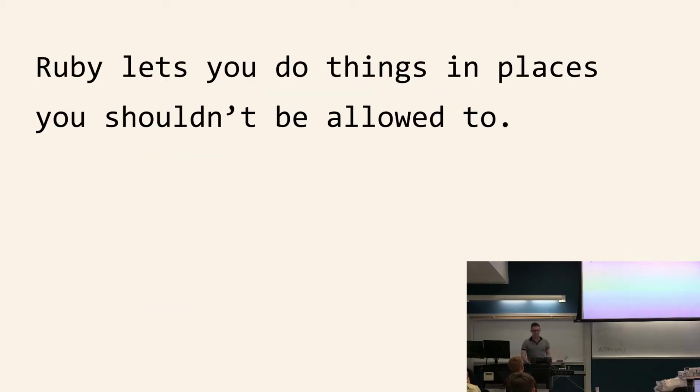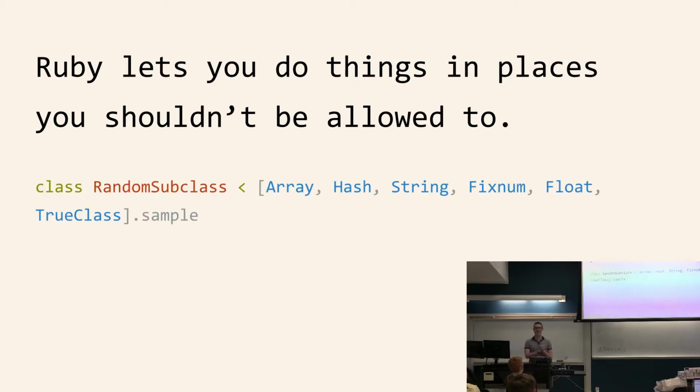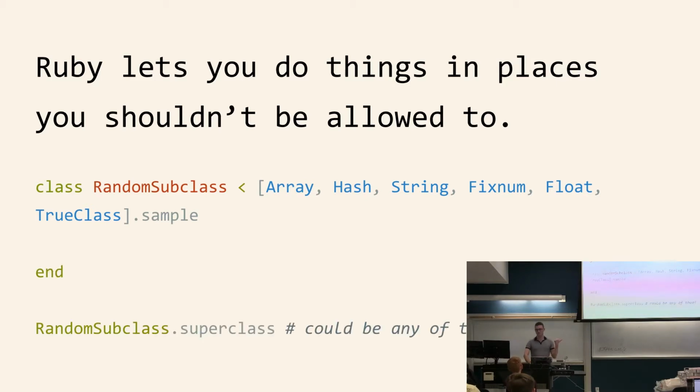And then Ruby. Ruby lets you do things in places you should not be allowed to do things. So we're going to make a subclass. And this subclass is a subclass of any of these classes randomly picked. It picks one of them, and that's the subclass of it. Rad. All right. Okay, so you can have a random subclass, and at runtime, this could be any of them, and you have no idea which it is, because Ruby allows you to do that.